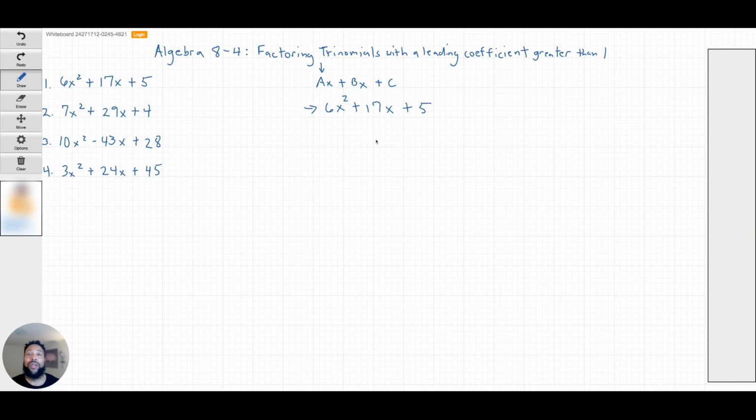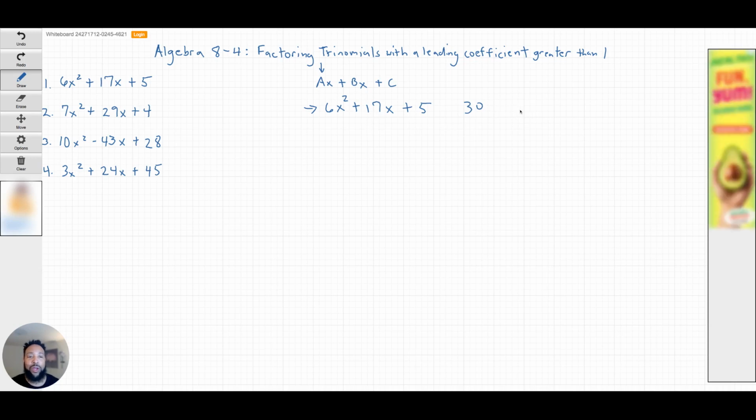So what do we do in this type of situation when we're factoring trinomials? What you want to do is look at the first and last coefficients, which are 6 and 5, and find the product, or multiply those. 6 times 5 is 30. And then for the middle coefficient, find what two numbers you multiply to get 30, but when you add them, you get 17.